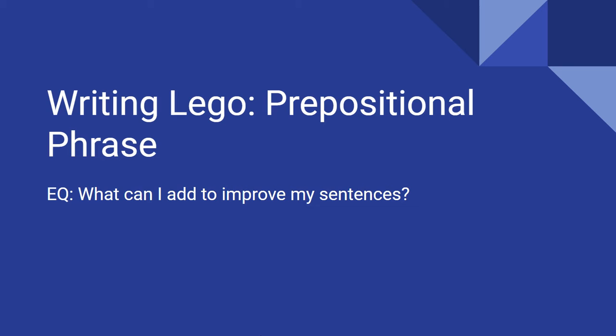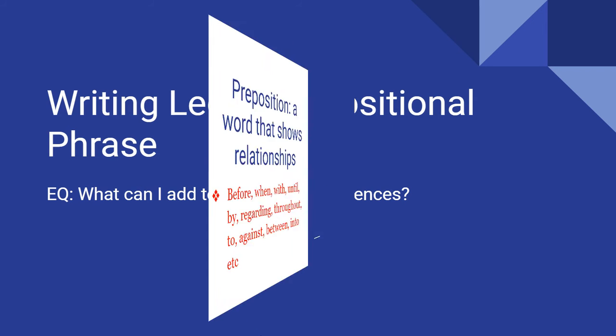One way to think about writing is to think of it like Legos. With Legos, you just have the different types of blocks and you put those blocks into the right places and you build something amazing. Writing works the same way, and one of the most important Legos that we can use in our writing is the prepositional phrase. So we're going to take a look at that prepositional phrase and how we can use it to make our writing and our sentences stronger. Our essential question today is, what can I add to improve my sentences? So let's take a look.